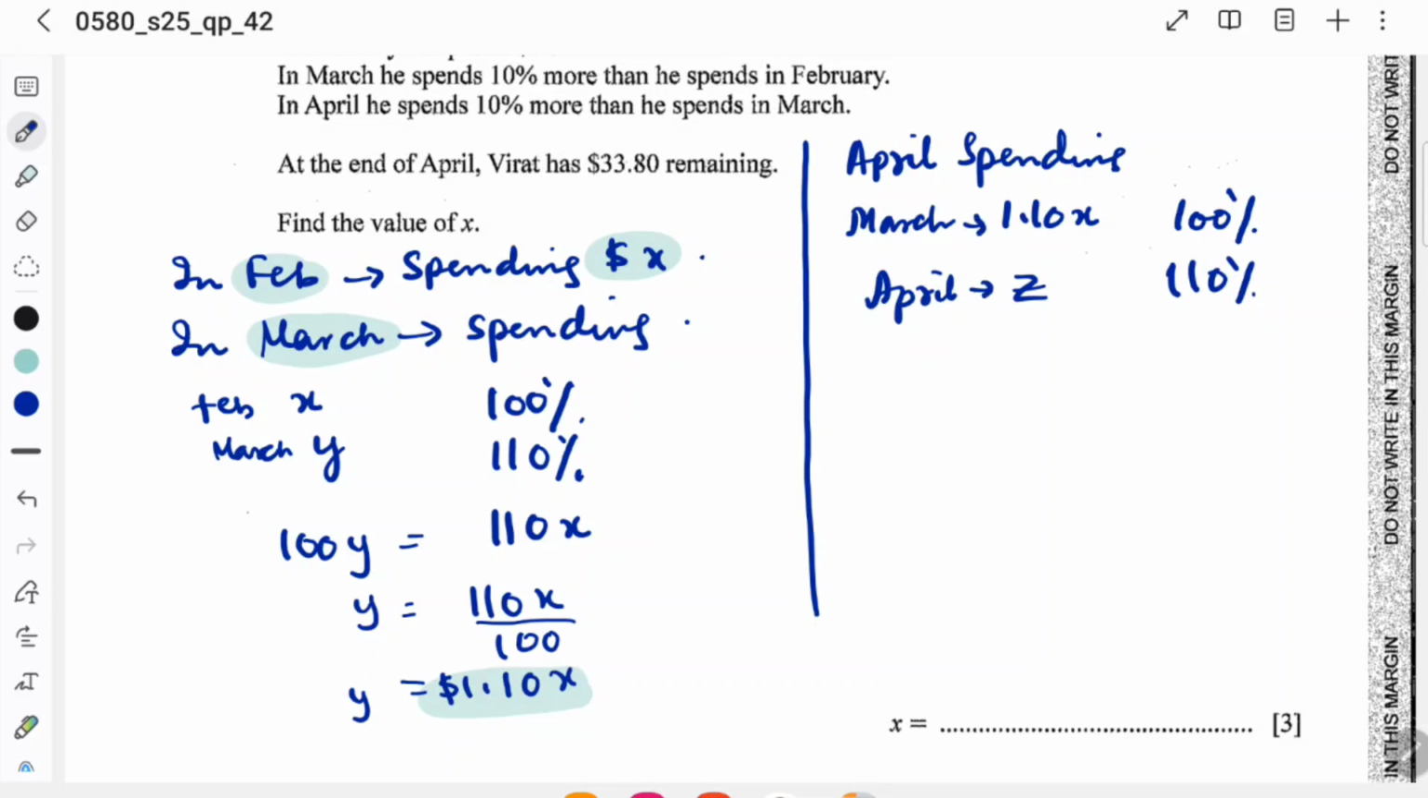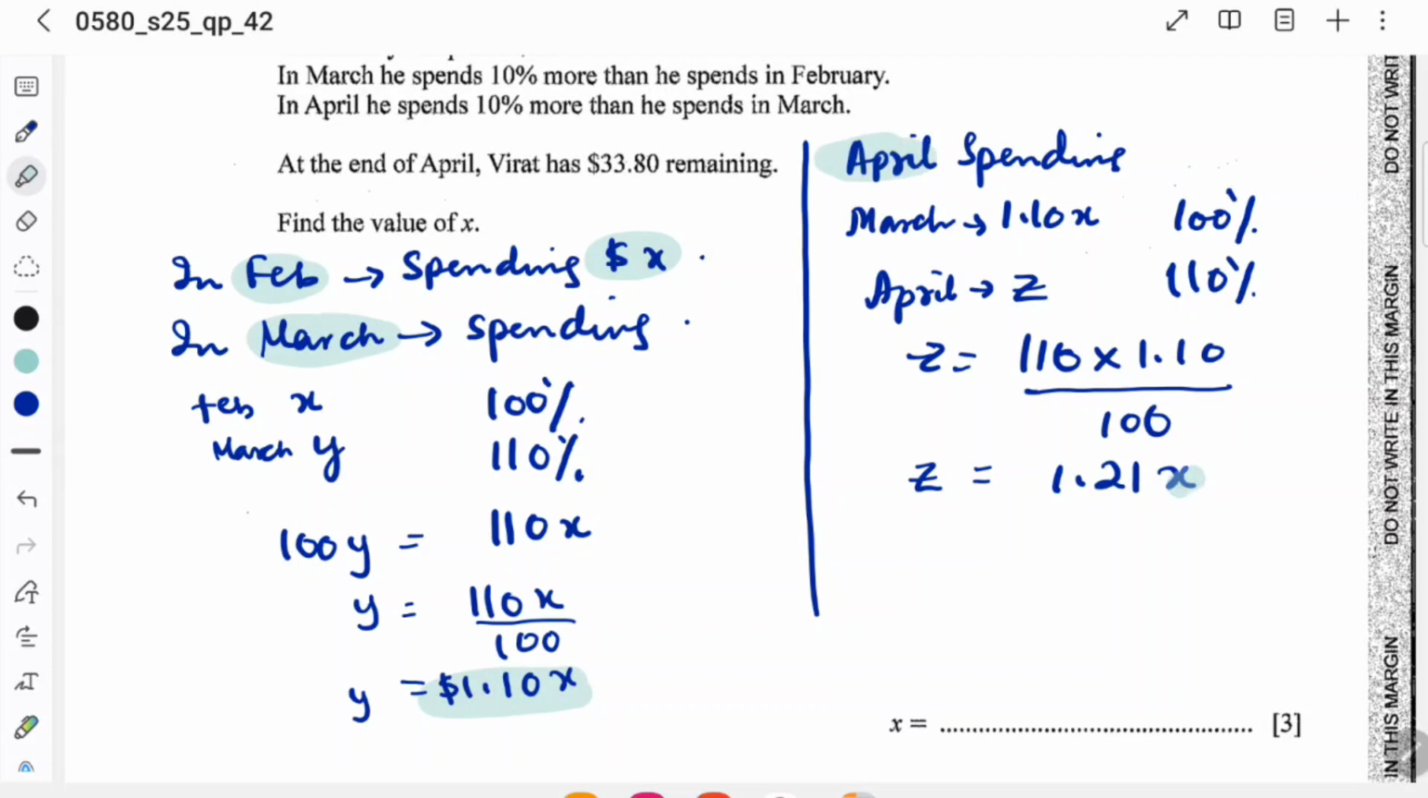Now just simply cross multiply. Z equals 110 times 1.10 divided by 100. If I cancel the zeros, 11 times 11 is 121, so 1.21x will be the expenditure in April. So I found in April 1.21x. In Feb it is x dollars. In March it is 1.10x dollars, 10% more. Now 10% more than 1.10x is 1.21x dollars.